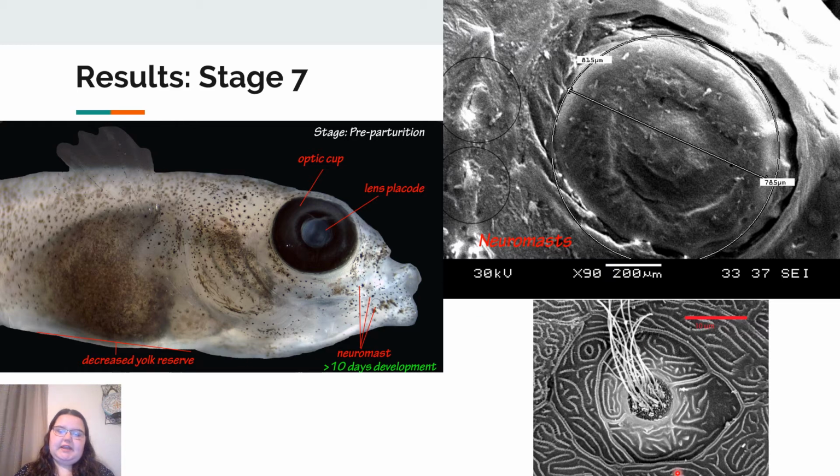This is a scanning electron micrograph picture of it, and as you can see, it looks the same as a hair cell in the human ear. It serves the same purpose, detecting vibrations and pressure and all that kind of thing.